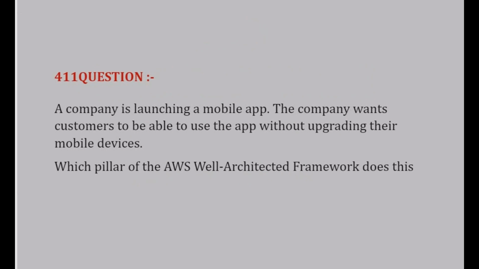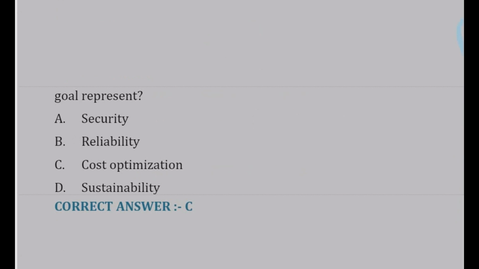Question is, a company is launching a mobile app. The company wants customers to be able to use the app without upgrading their mobile devices. Which pillar of the AWS well-architected framework does this goal represent? Option A, security. Option B, reliability. Option C, cost optimization. Option D, sustainability. Correct answer is option C.